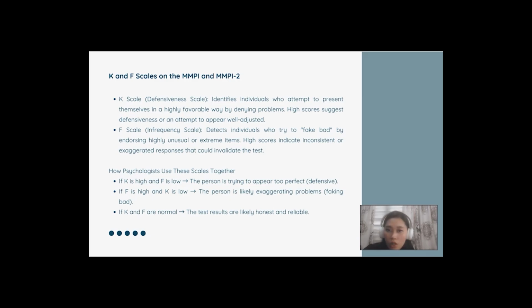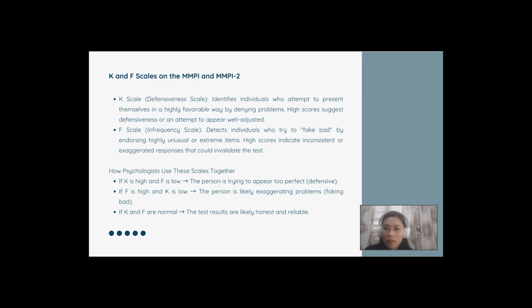A high K score suggests the person is minimizing their issues, possibly due to denial or a desire to appear socially acceptable, meaning very defensive. The person denies problems and tries to seem perfect. Low K scores may indicate a lack of protection or excessive self-criticism, meaning overly self-critical. The person admits to more problems than they actually have. Example: a police officer applicant may try to hide anxiety symptoms by answering, "I never feel stressed at work." If they score too high on the K scale, it raises suspicion that they are hiding their true feelings.